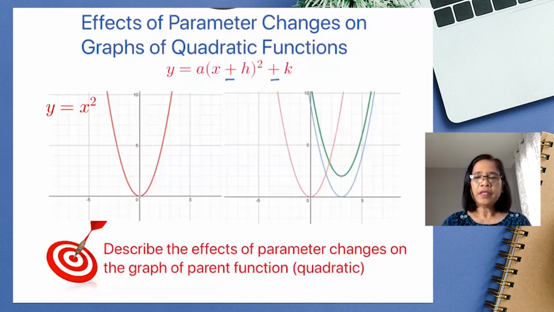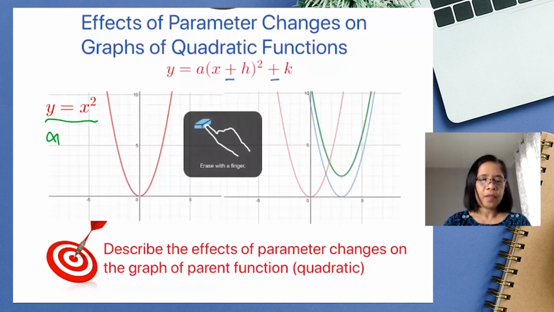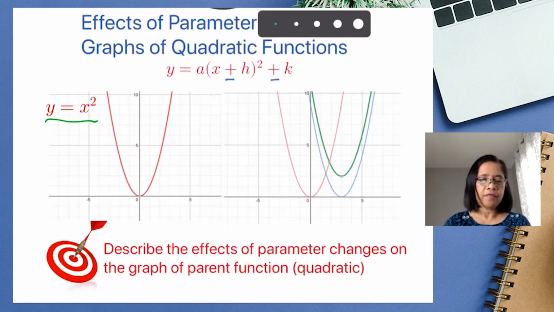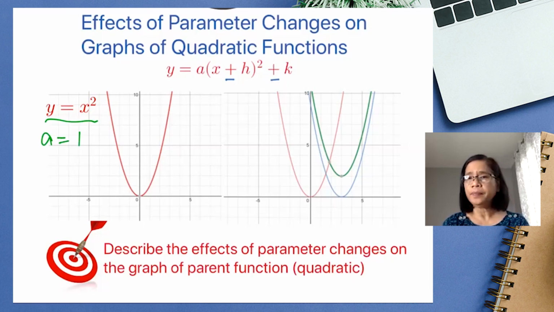So what happens if, given the parent function y is equal to x squared, in this case, the coefficient of x squared is equal to 1, so that's the value of a, which is 1. What happens if the value of a changes, or also if the sign of a changes? Then we will also describe the effect when h and k change.